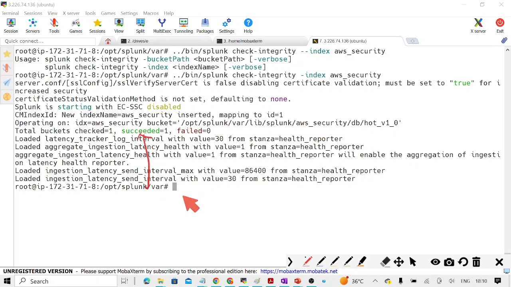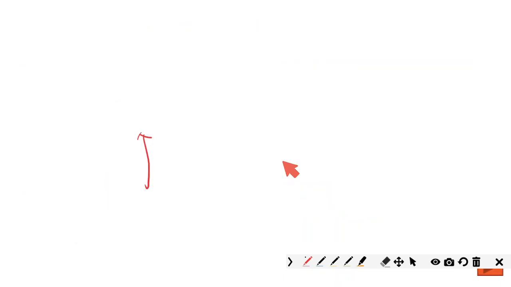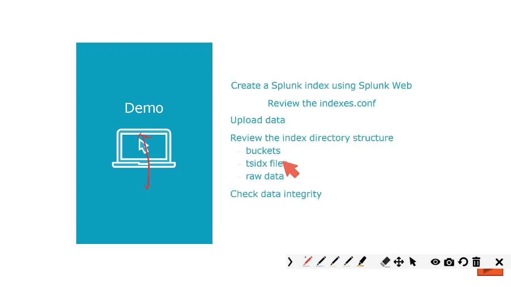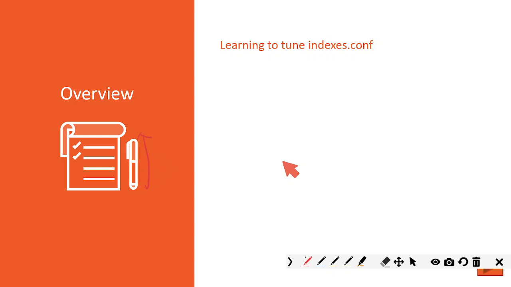The data which we are storing in our AWS security index is not tampered with, and we have checked the hash with the help of this particular function. That is one of the use cases if you enable data integrity on one of your indexes. I will see you in the next session, which talks about configuring indexes, and I will show you some other things with respect to the indexes.conf file.